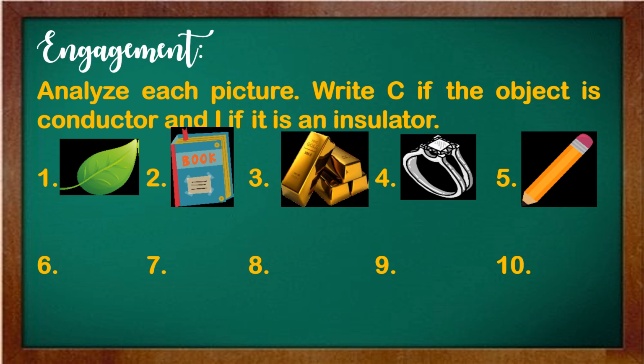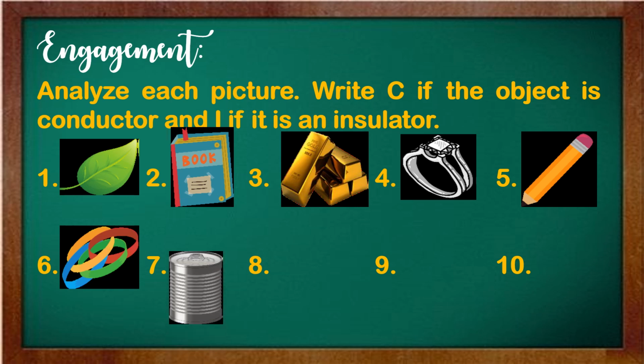How about this one? A pencil. A pencil is made of wood. So what is your answer? C or I? Yes, it's letter I because it doesn't allow electricity to pass through. How about this one? Rubber bands. What is your answer? Letter C or I? Of course, it's letter I because it's an insulator.